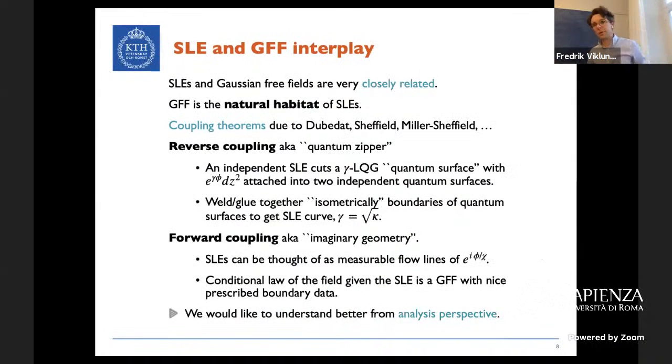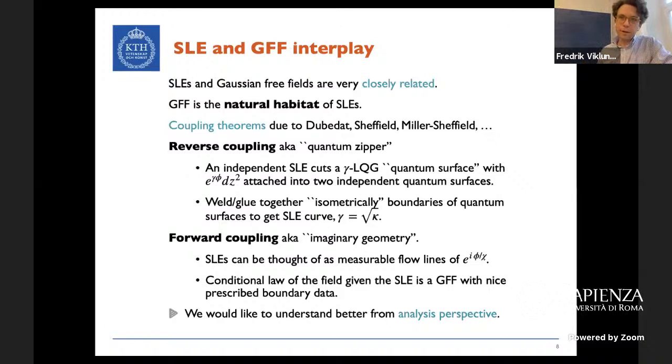So a big theme in probability, and in particular in random conformal geometry for the last 10 or so years, has been this emergent picture or idea that actually these SLEs and the GFFs are really closely related. So in some sense, the GFF is the natural habitat of SLE. So this is somehow where they naturally live. And the way to make this precise is through coupling theorems. And there are several such results, due to, for instance, Dubédat, Sheffield, Miller, Sheffield, and others.